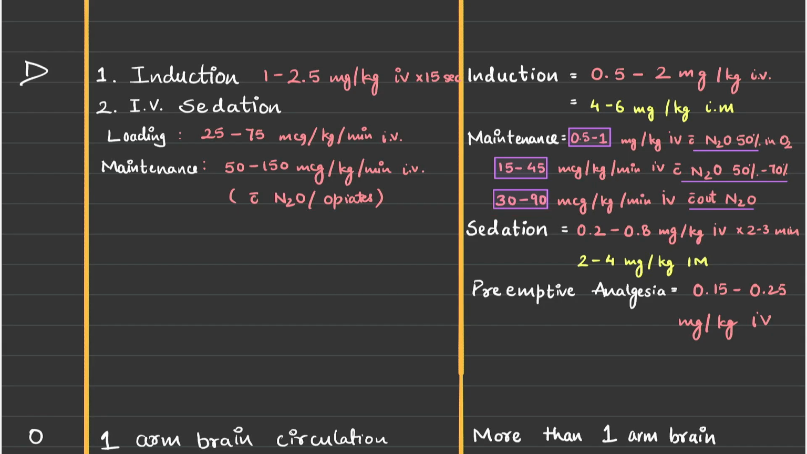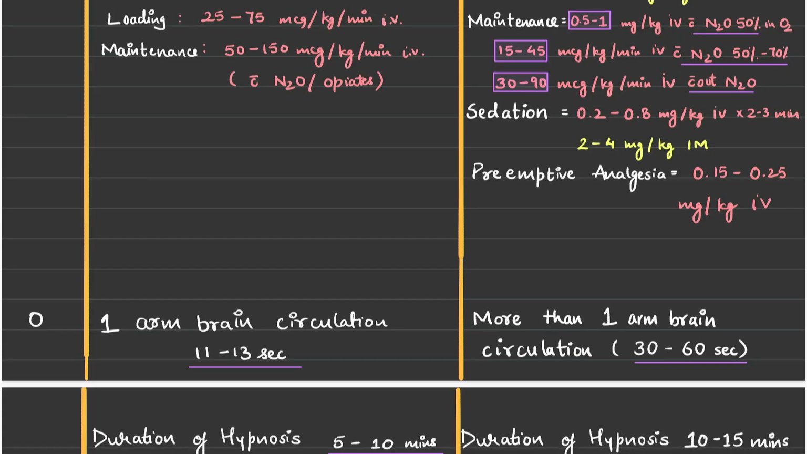If we talk about sedation dose, it is 0.2 to 0.8 milligram per kg IV over 2 to 3 minutes, and IM is 2 to 4 mg per kg. For preemptive analgesia, the dose is 0.15 to 0.25 mg per kg IV. So these are the doses.